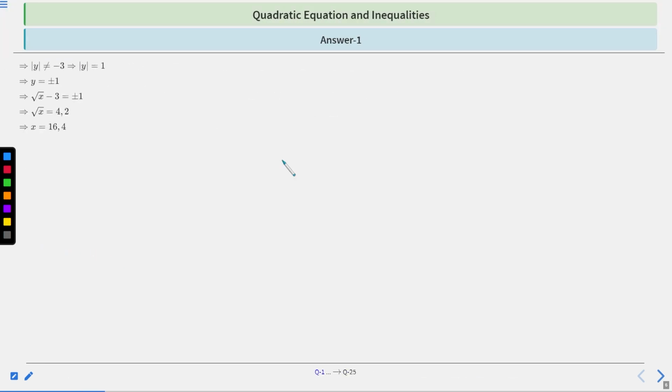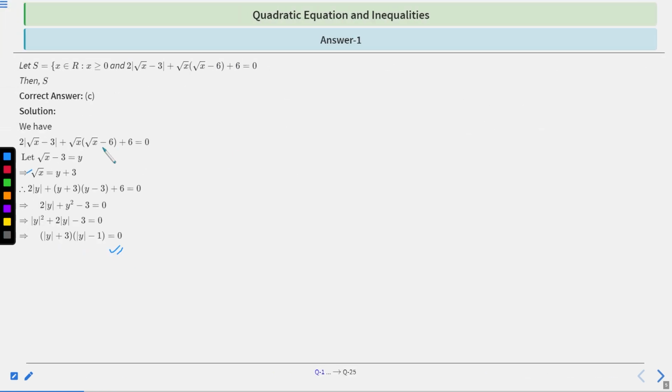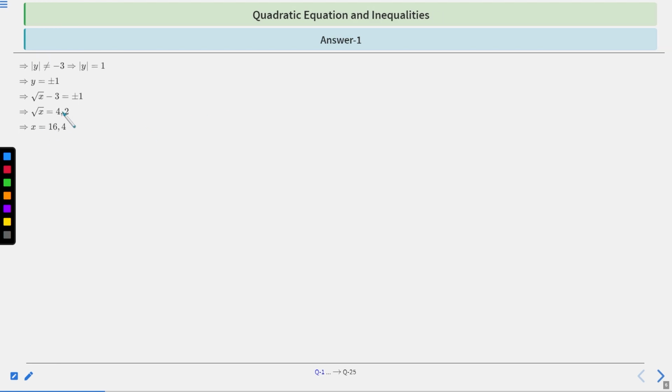We got two values of mod y. Mod y should equal to minus 3 and mod y equal to 1. Mod y cannot be minus 3, right? As we know that mod of something is always positive. It is absolute value. So mod y is equal to 1 is the right value. So y can become plus or minus 1. So y is basically root x minus 3 is equal to plus minus 1. So root x is 4 or 2. So x can be 16 or 4.